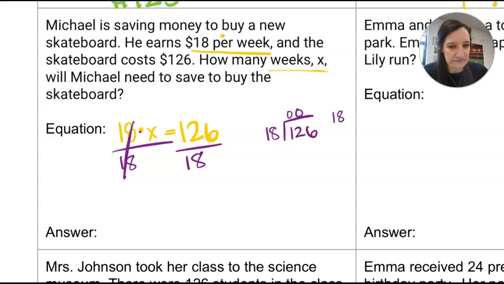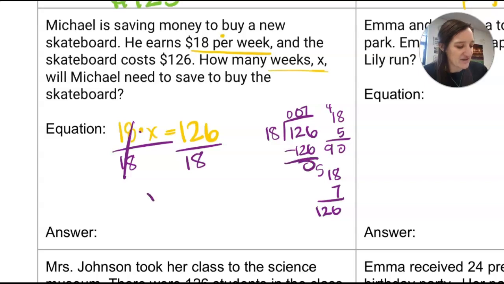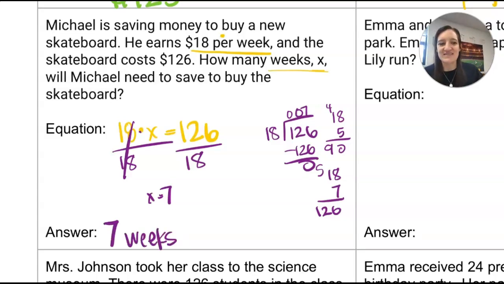18, 5 maybe? 5, 6, 7, 8, 9. No, that's only 90. So we got to go more than 5 weeks. Let's go 7 weeks. Ah, there we go. So we got 7. So x equals 7. So the question is, how many weeks? He will need 7 weeks to earn a skateboard.